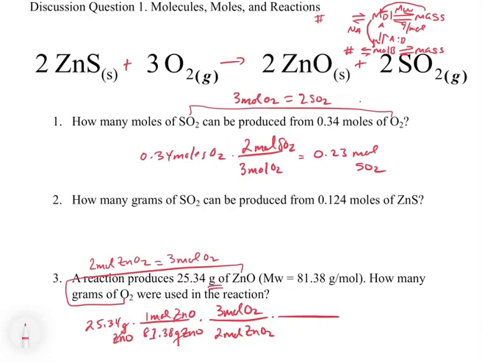And then the problem asks how many grams of O2 were used in the reaction. We can do that by going from moles of B to mass using the molecular weight. For every 1 mole of O2, there are 32 grams, and we get that from the periodic table. This is going to give us a final answer. If we multiply 25.34 times 3 in our calculator, then multiply by 32, and then divide by 81.38, and then divide again by 2, we get 14.94 grams of O2. So you can see this takes us across and uses the full mole-to-mole calculation.